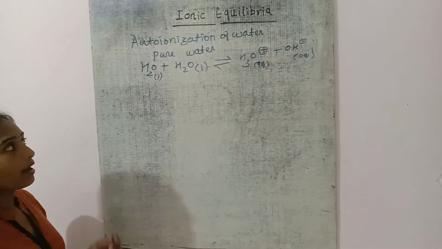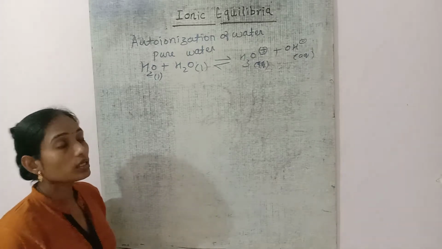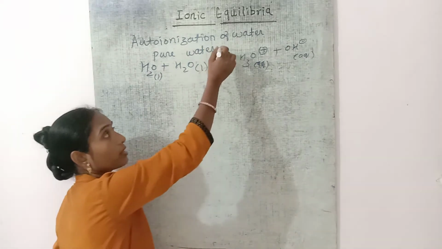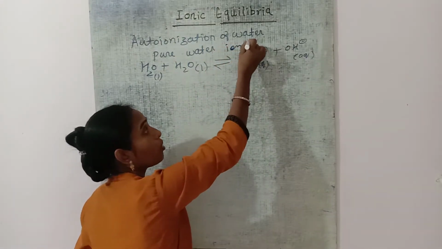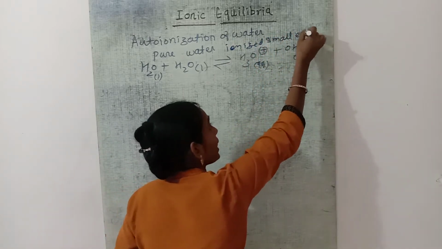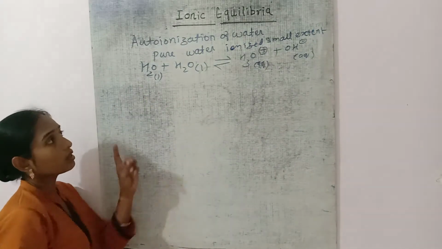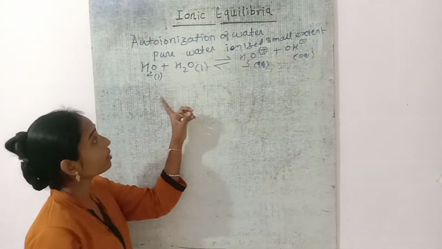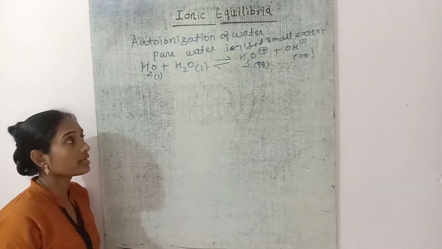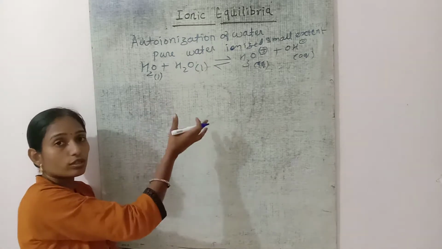That is how water autoionizes. Pure water is ionized to a small extent. When two molecules of water react, they ionize to form H3O+ ions and OH- ions. So you can calculate the equilibrium constant for this equation.